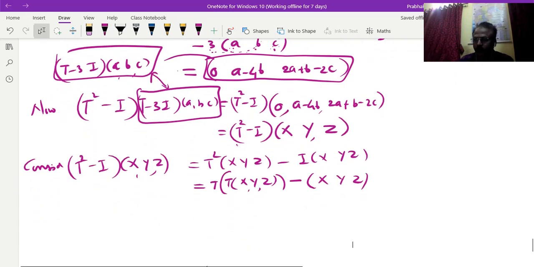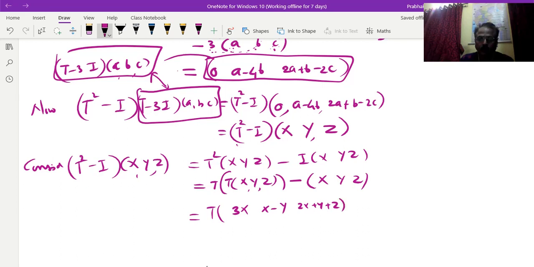Now we know about T of XYZ. The original definition of T we have to apply in the example given: 3x, x minus y, and 2x plus y plus z. This minus XYZ we have to keep as it is. Now again you have to apply the value of T. When I apply T of XYZ, whatever the first component is, 3 times that. And x minus y means this minus this, which is 4x plus y, and 2 times the first one, and these two you have to add: 6x plus x, 7x, plus 2x, 9x.